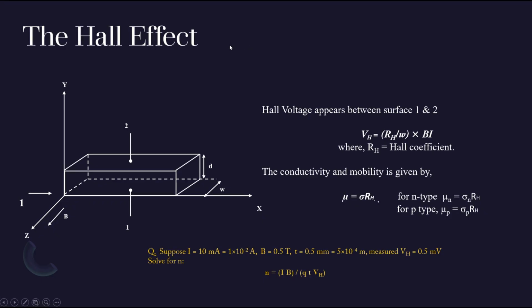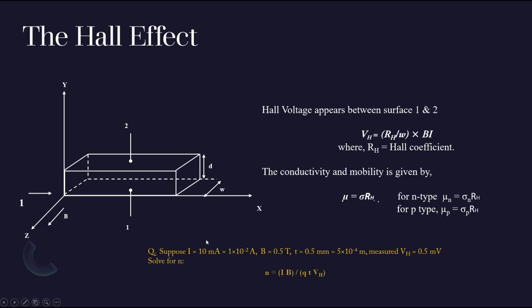So here the potential VH, called the Hall voltage, is given by this equation where RH is the Hall coefficient. Along with that, we can also determine the conductivity and the mobility, which is given by this relation. So for n type, we have mu n equals sigma n RH, and for p type, we have the same relation but with respect to the holes.